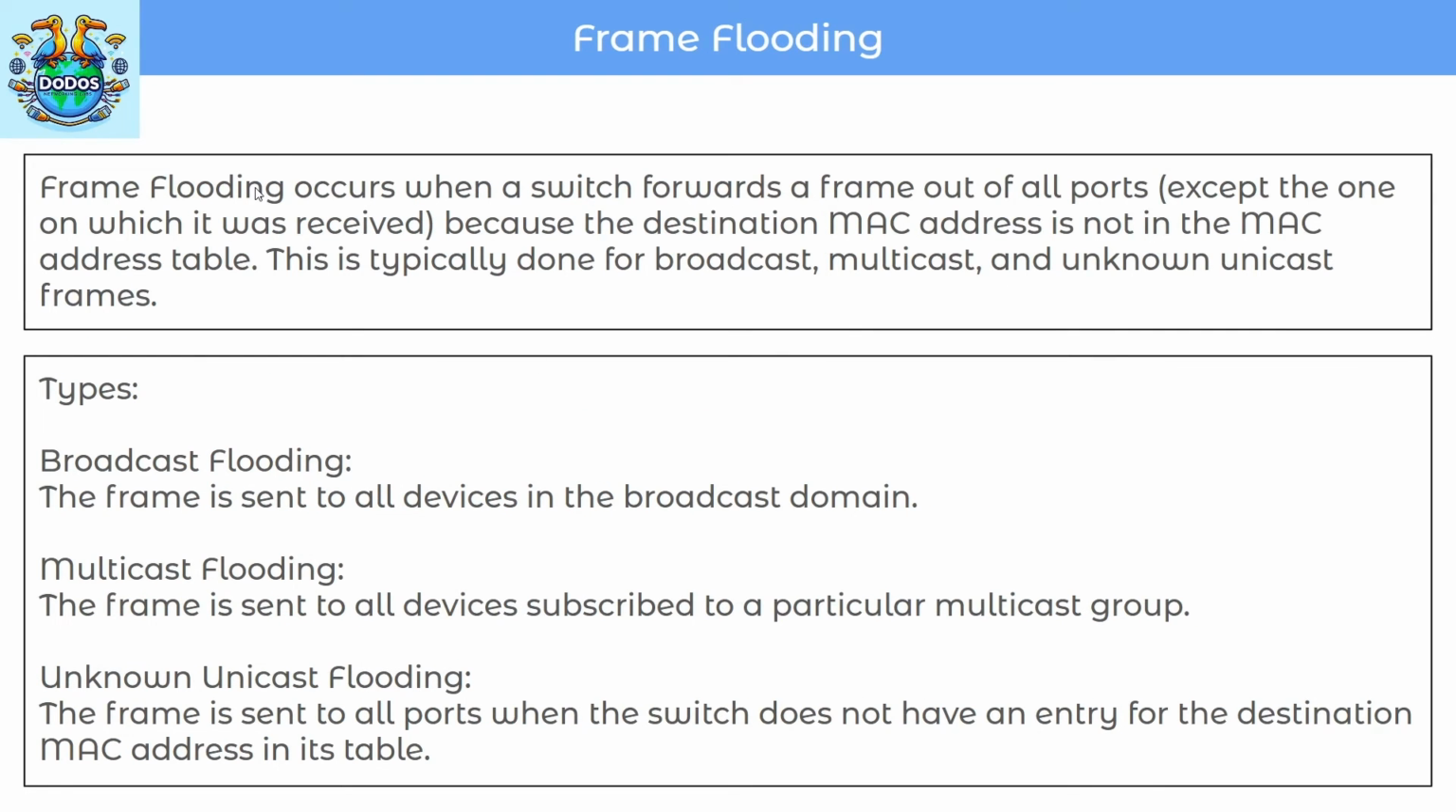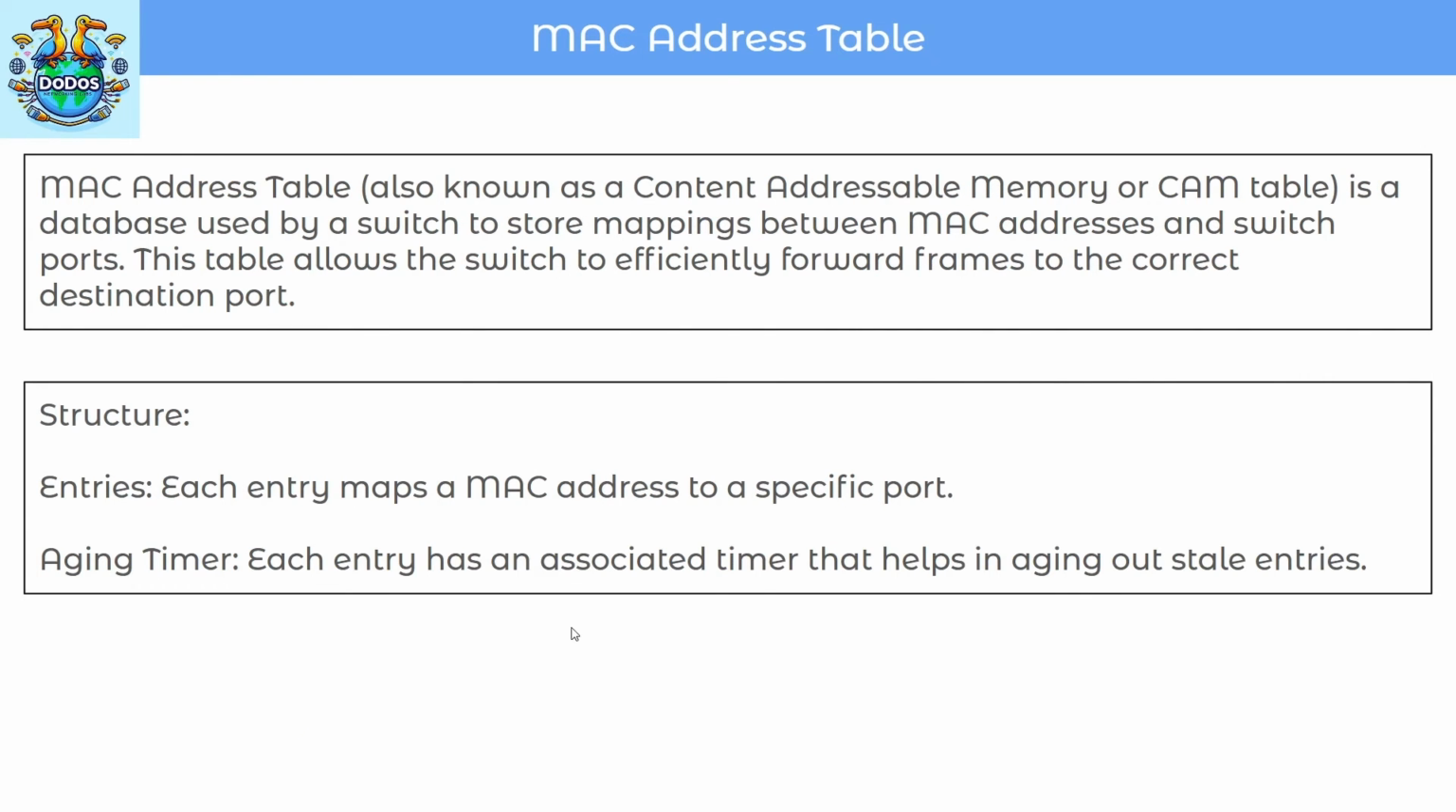Frame flooding, like we just talked about. Frame flooding occurs when the switch forwards a frame out of all ports except the one on which it was received, because the destination MAC address is not in the MAC address table. This is typically done for broadcast, multicast, and unknown unicast frames. So this is broadcast flooding, multicast flooding, and unknown unicast flooding. The frame is sent to all devices in a broadcast domain. The frame is sent to all devices subscribed to a particular multicast group, and then the frame is sent to all ports where the switch does not have an entry for the destination MAC address in its table.